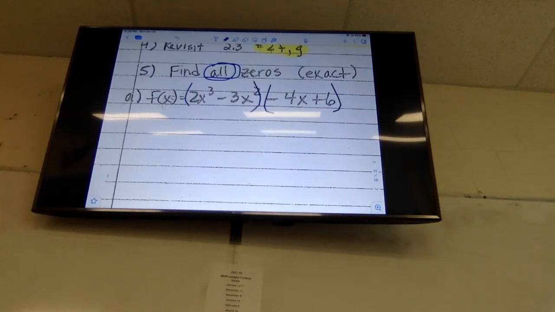We'll do our grouping. So I'm going to take out an x squared, so I get 2x minus 3. And I've got -4x plus 6. I can take a -2 out of there to get positive 2x minus 3. Remember, with grouping, the insides have to be the same. Then x squared minus 2 is its own factor, and 2x minus 3 is its own factor. And then we can set each of those equal to 0.